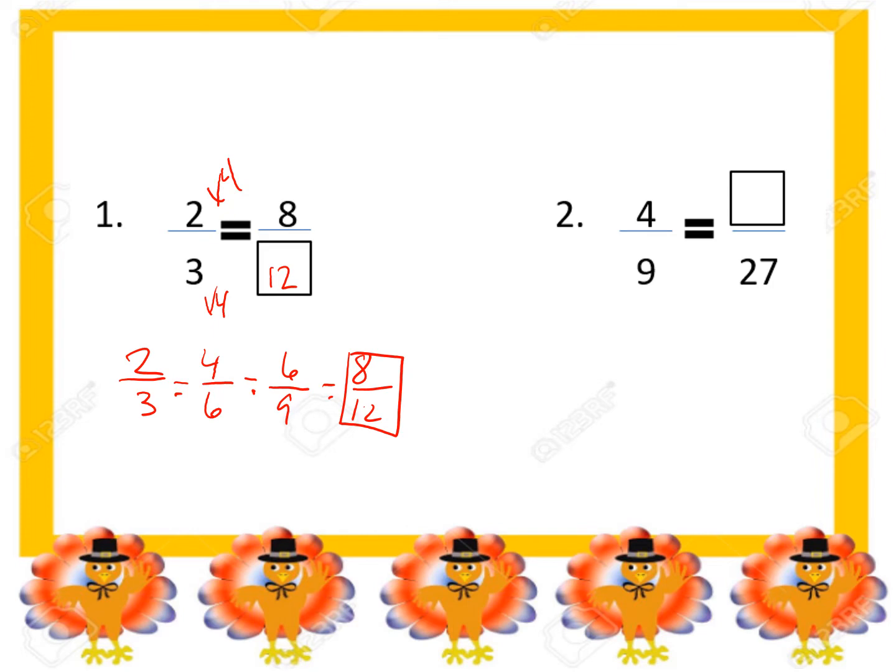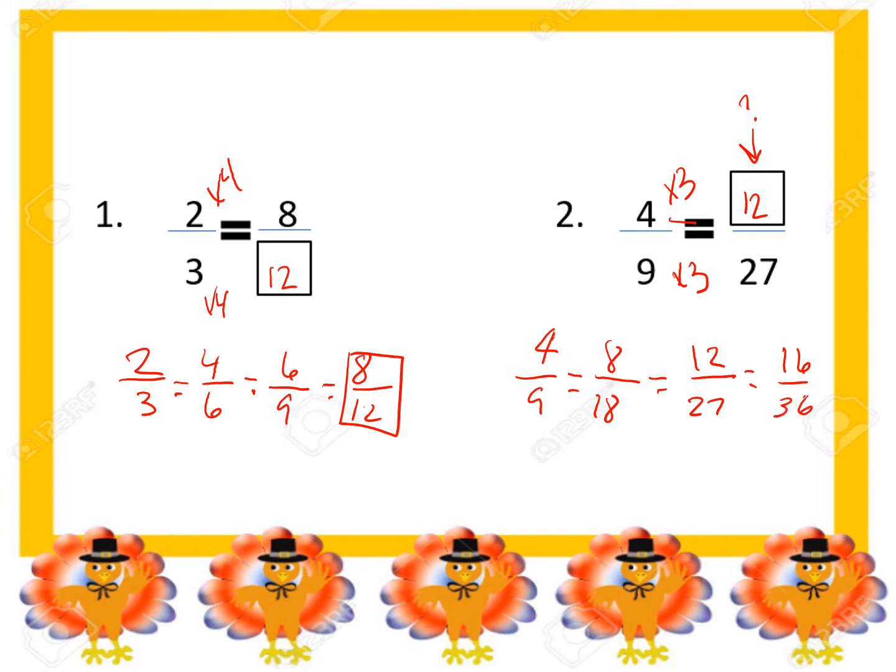All right. 4/9, they didn't give me a numerator here. I'm looking for the numerator, so I can start with the denominator. 9 times what is 27? 9 times 3 is 27, so 4 times 3 is 12. I multiply by 3/3. Let's check it. 4/9: 4, 8, 12, I can go one more, 16; 9, 18, 27, 36. 12/27 is right there, so they are equal. Okay? What's important then is I have to do the same thing to both the denominator and the numerator.